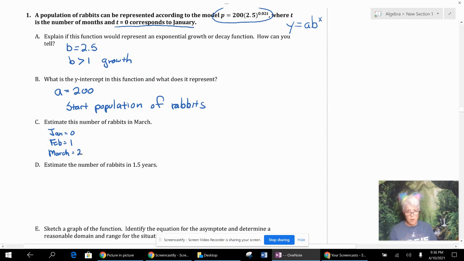So now that part comes in handy. I'm going to use my exponential function and plug this into my calculator. I've got 0.02 times 2, and what do I end up with? I end up with 207 rabbits. Very exciting.